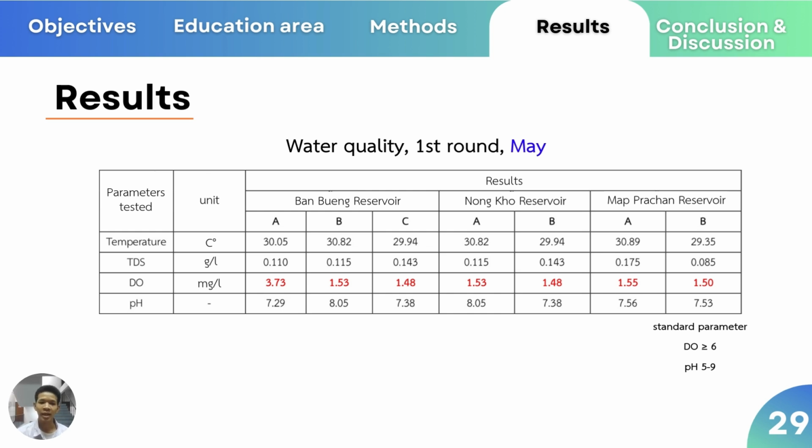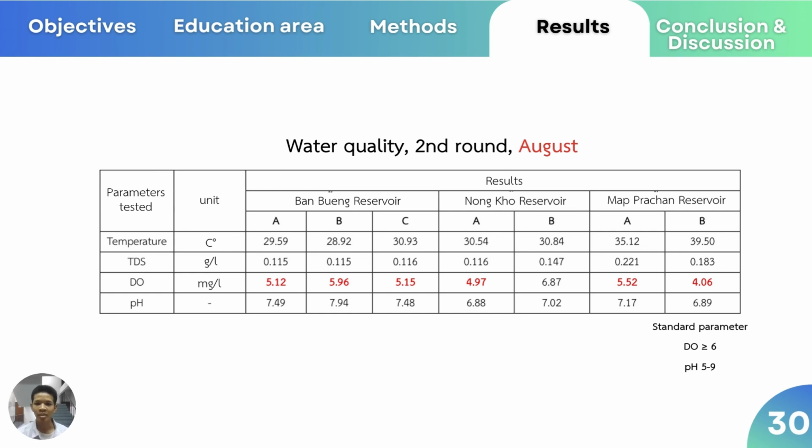And now this is the part of the study results. This table shows the first monitoring in May 2024. Every parameter is higher than the standard value, but DO or dissolved oxygen is lower than the standard value. The next is August 2024. In area B from Nongkhor Reservoir, DO is higher than the standard value, and the other parameters are again higher than the standard value.